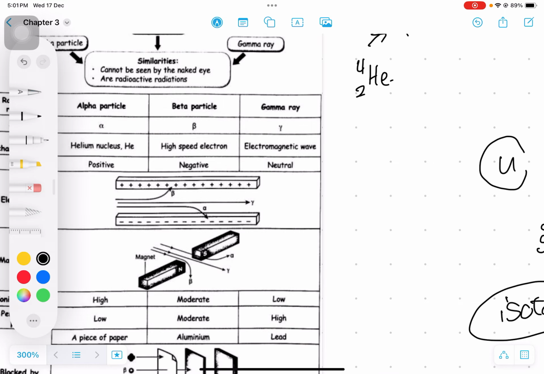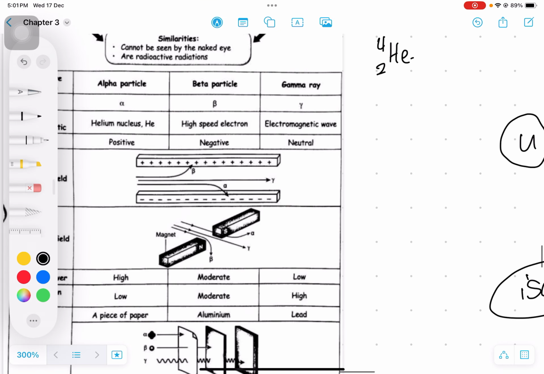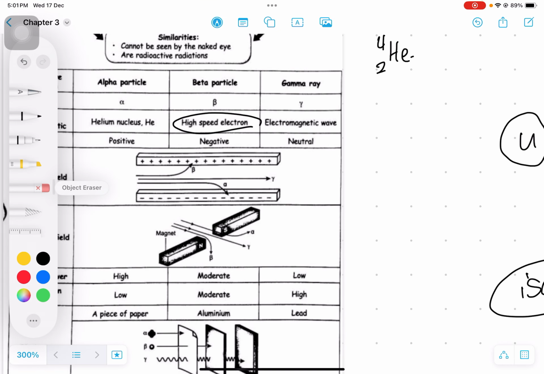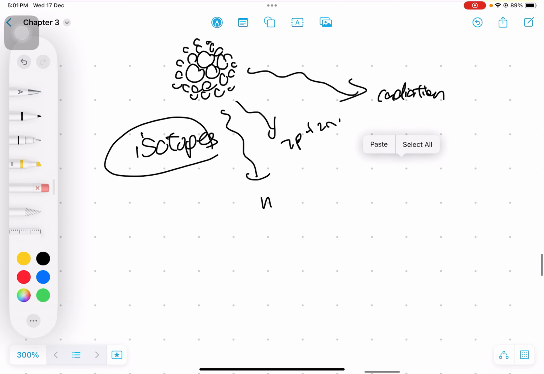A beta particle is the release of a neutron, right? But they say a beta particle is an electron, a high-speed electron. So why do we say it releases a neutron? I said already, if we have a lot of neutrons, it causes the nucleus to be unstable. So once we release a neutron, the neutron will turn into a proton and an electron.